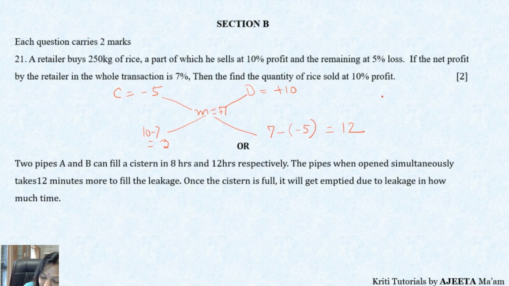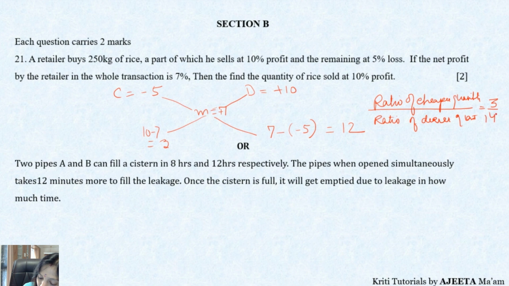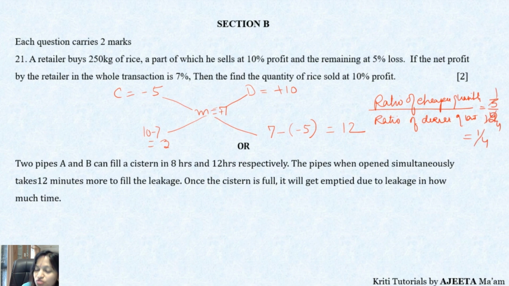Okay, so now I write it here. Ratio of cheaper quantity to the dearer quantity. Okay, so that ratio will be given here. So the ratio of dearer and cheaper accordingly we will take. So now that will be 1 is to 4. Correct, because 3 upon 12 is 1 is to 4. So being 1 is to 4, now we will divide 250.